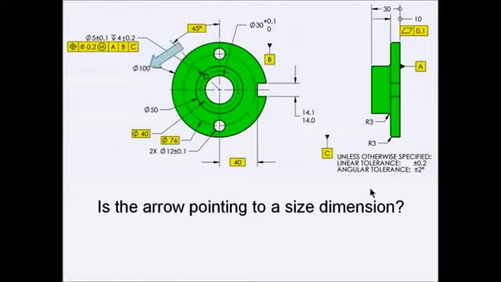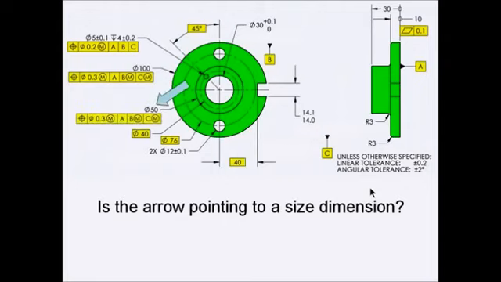The 100 picks up its general tolerance of plus or minus 0.2 from the general note, and this is a feature of size, once again requiring position. The same is true for the 50 diameter. The 40 is a basic diameter, just locating the 5 millimeter hole, and it is not a feature of size, nor is the 76 diameter.